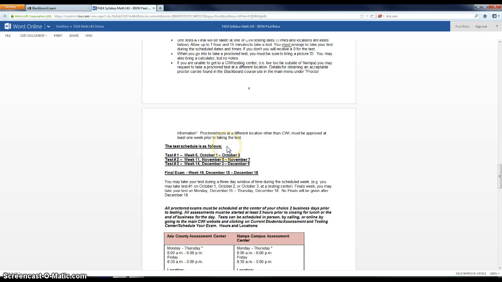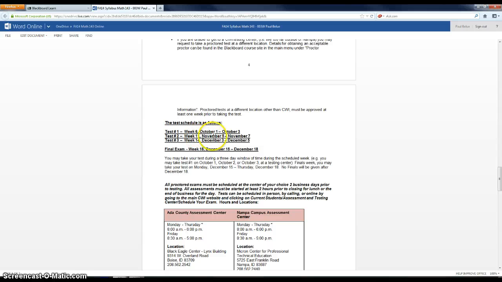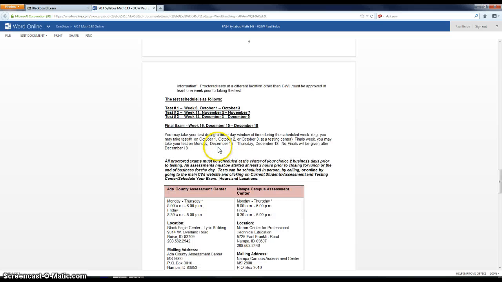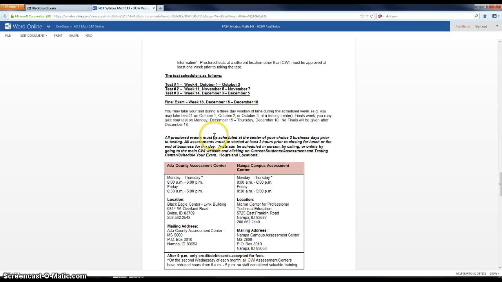Here is the testing schedule. Test 1 will be week 6, October 1st to 3rd. You can take the test on any of those 3 days. Test number 2, week 11, November 5th to 7th. Test number 3, week 14, December 3rd to 5th. And then the final exam will be December 15th to 18th. There are 4 days there, Monday through Thursday, that you can take the test. No tests will be given after December 18th.